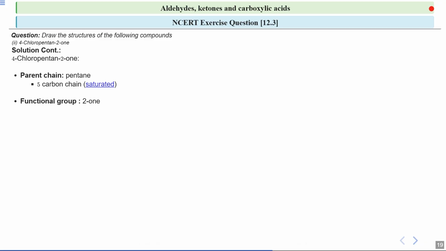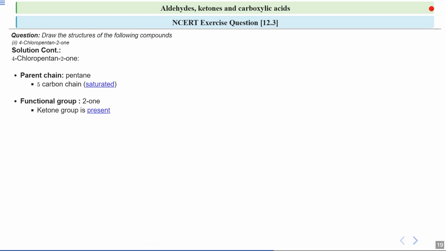Next, we will look at the functional group, which is 2-one. This ending, -one, tells us that this is a ketone. So this means that a ketone group is attached to the second carbon in the chain. This 2 over here represents that the ketone is attached to the second carbon in the chain.